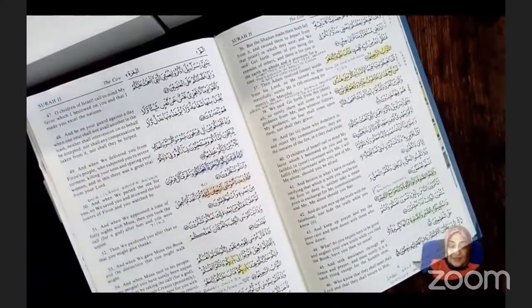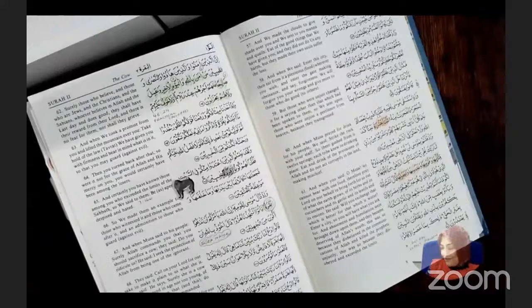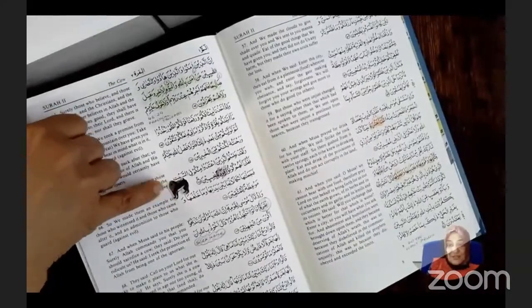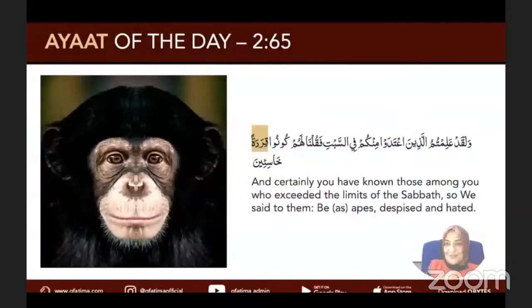Okay, let's go back. The next ayah I've picked is a little bit of a historical ayah. And in my Quran, I've put a little ape there, which reminds me, right? So maybe you could read up the history of this. Let's go. It says, وَلَقَدْ عَلِمْتُمُ الَّذِينَ اعْتَدَوْا مِنْكُمْ فِي السَّبْتِ. And you know those who transgressed the laws that were given to them for Saturday. فَقُلْنَا لَهُمْ. And we told them, كُونُوا قِرَدَةً خَاسِئِينَ.